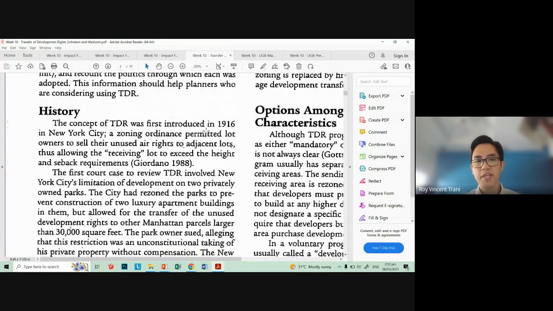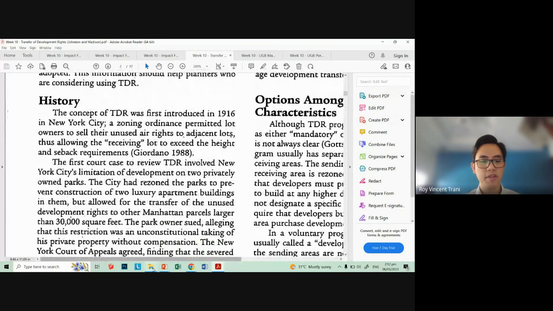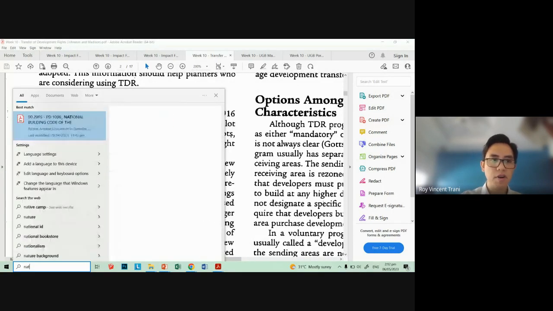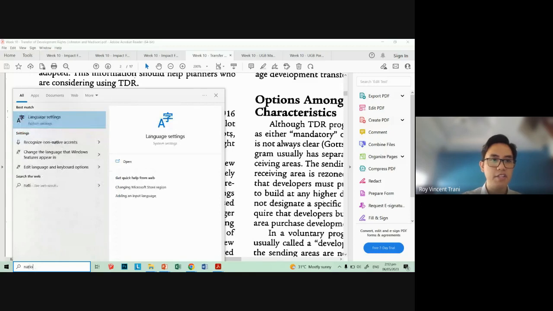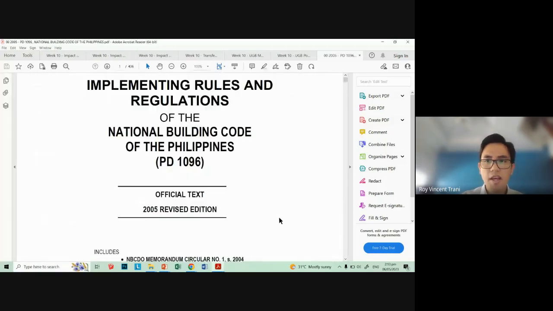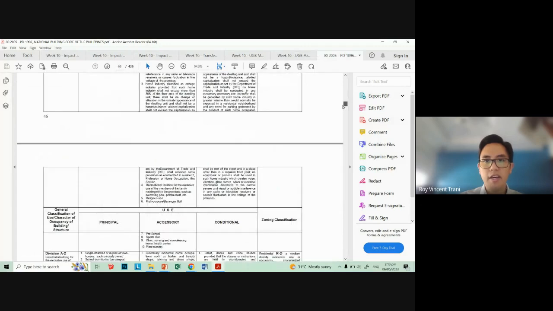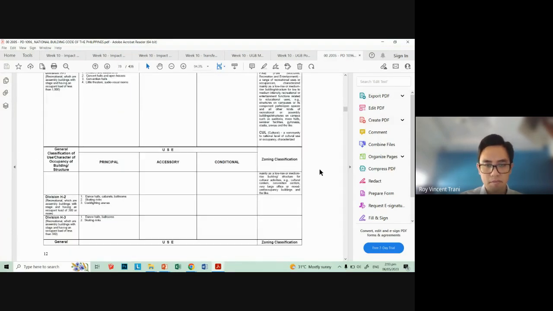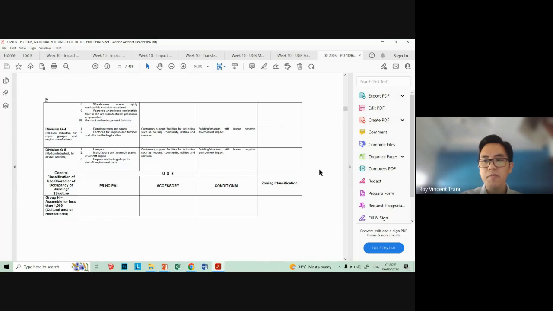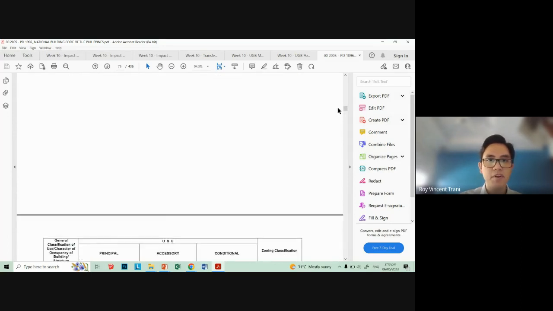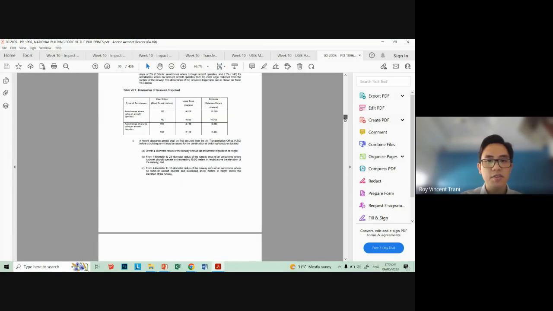So in the Philippines, I'll just stop here for a bit. We have the National Building Code, for those who are not practicing architects or engineers. In the National Building Code, there is what we call a building height limit. I don't think transfer of development rights is being practiced in the Philippines because I've never heard of it before. So let's see here.